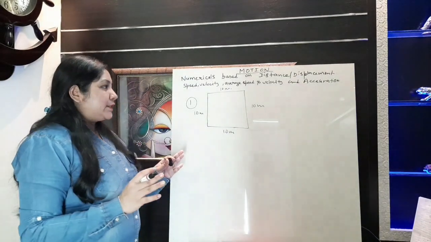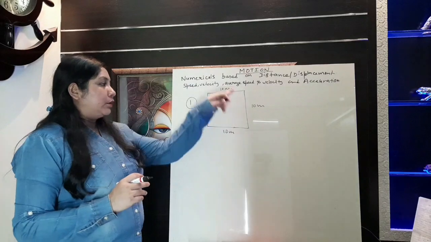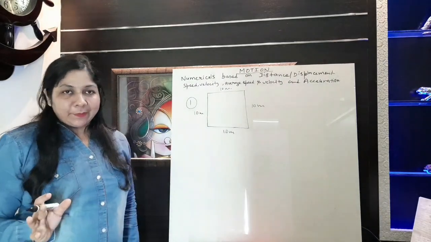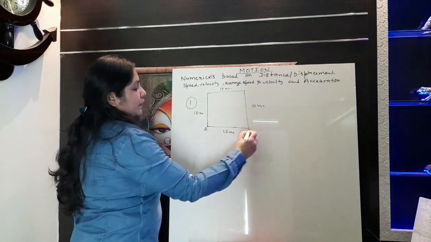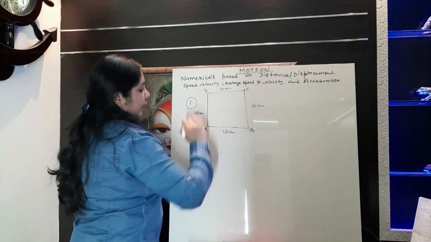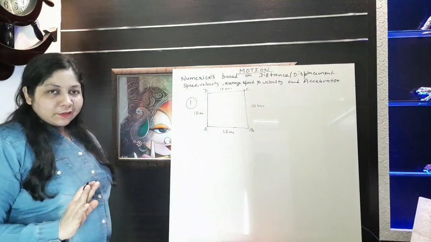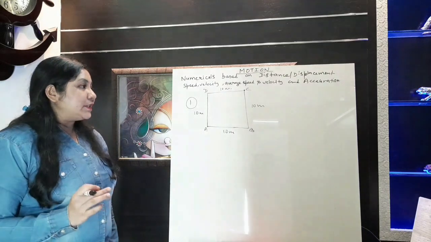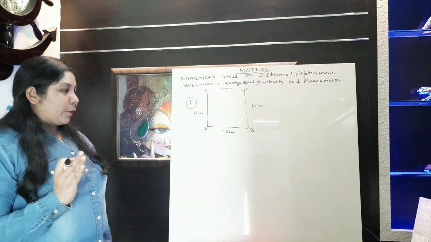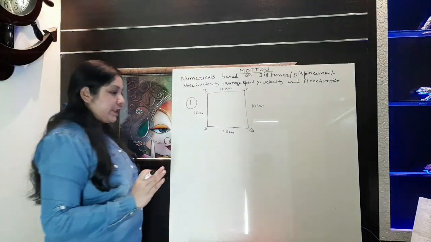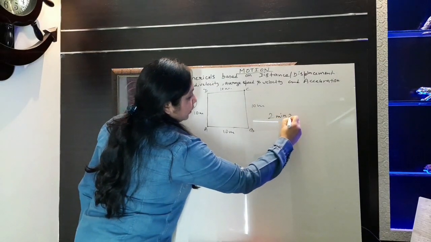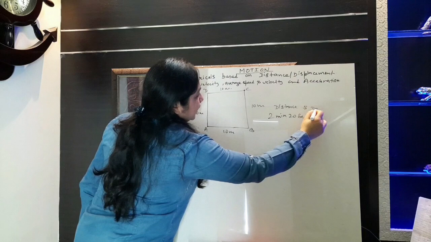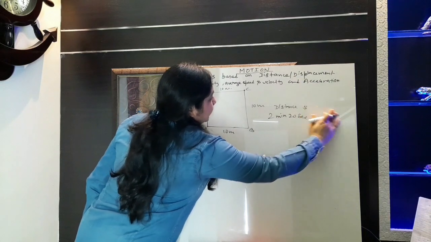So in the NCERT book, there is a farmer who moves along this path. This is a field which is square in shape, and its side is 10 meter. So suppose this is A, this is B, this is C, and this is D. Okay, clear? Now the question is: what will be the distance and displacement covered by the object at the end of 2 minutes 20 seconds? At the end of 2 minutes 20 seconds, we have to find the distance and displacement.